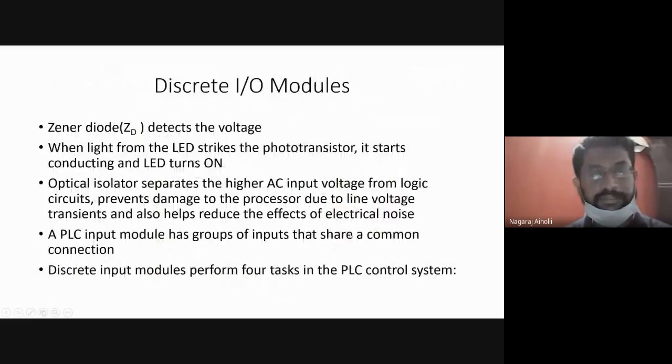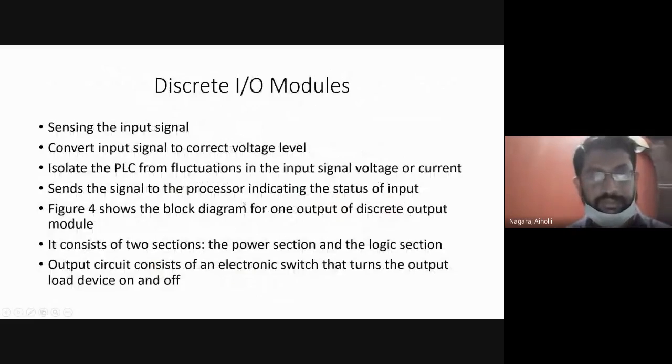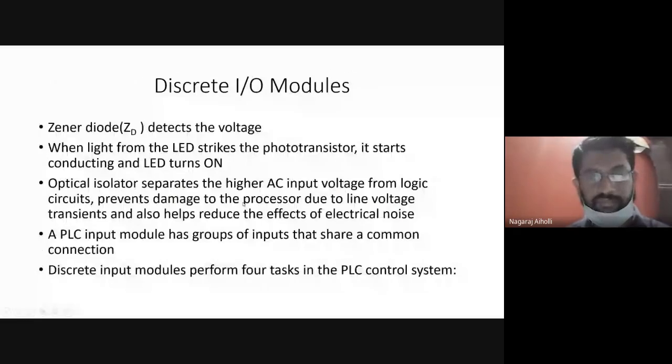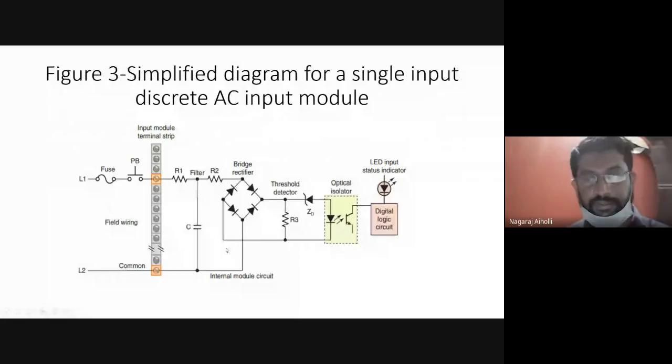It isolates the PLC from fluctuations in the input signal voltage or current. So if there is any fluctuation in the input signal, that fluctuation is eliminated by this filter circuit. And there is an optocoupler circuit which sees that if there are any fluctuations or changes in the left side of the circuit, those changes are not brought to the right portion of the circuit. Because it is isolating, it is separating. That is the meaning of optical isolator.